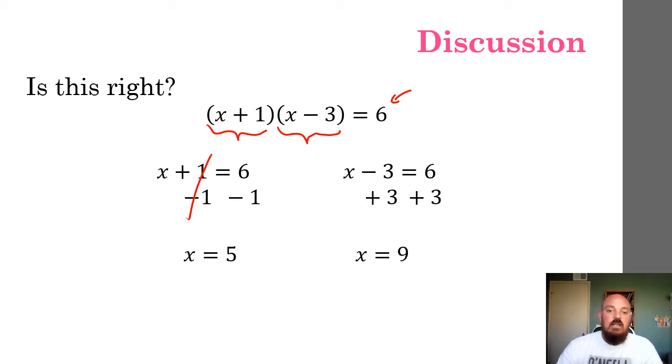The second one, I add 3 to both sides to cancel here. 6 plus 3 is 9. So I get x equals 5 and x equals 9. So the question becomes, are those the right answer?